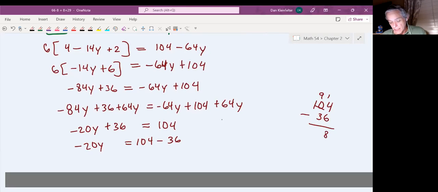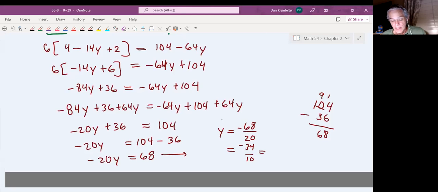So 14 minus 6 is 8. 9 minus 3 is 6. Looks like 68. Negative 20y is equal to 68. And then dividing by negative 20, we'll have y equals negative 68 over 20. And if I divide out that common factor of 2, we'll have negative 34 tenths. Better than that, that will be negative 17 over 5, it looks like.